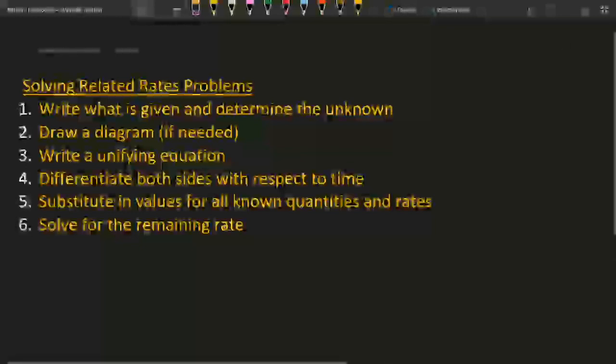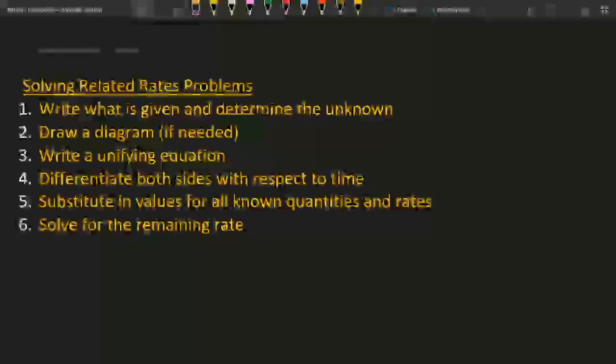So for the first step, what you need to do is write what is given and determine the unknown. For your second step, you need to draw a diagram if needed. For your third step, you need to write a unifying equation. For your fourth step, you need to differentiate both sides with respect to time.